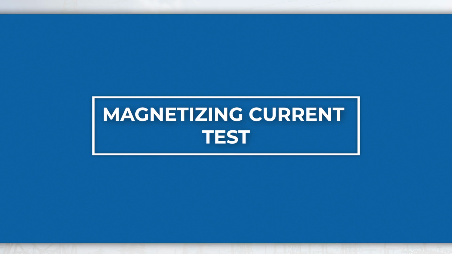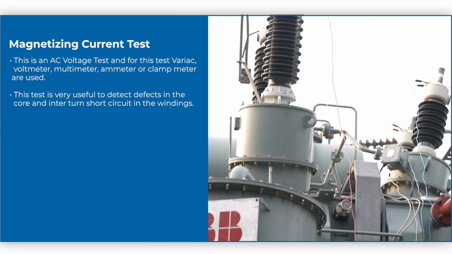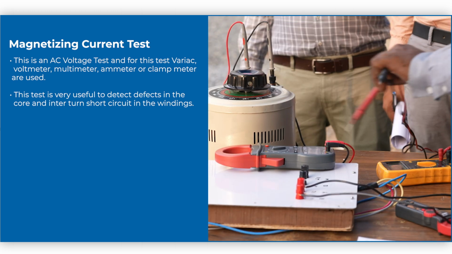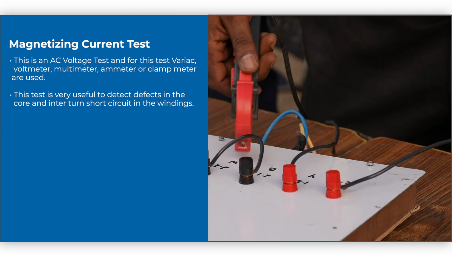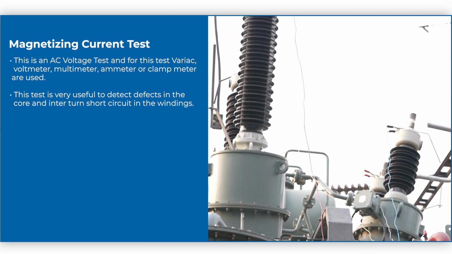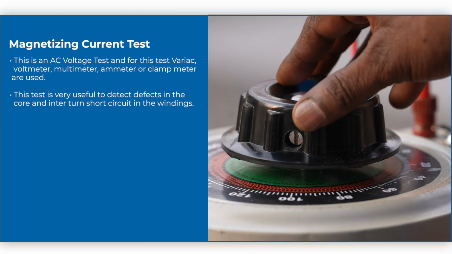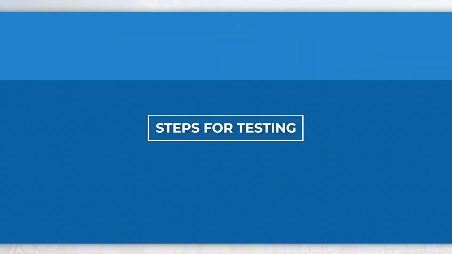Magnetizing current test. This is an AC voltage test, and for this test variac, voltmeter, multimeter, ammeter or clamp meter are used. This test is very useful to detect defects in the core and inter-turn short circuit in the windings. Steps for testing.